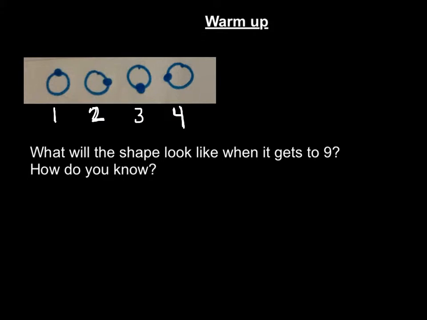At the 9th position, the shape would look back like it did in the first position with the circle and then the dot at the top. How did you figure that out if you got that for your answer?